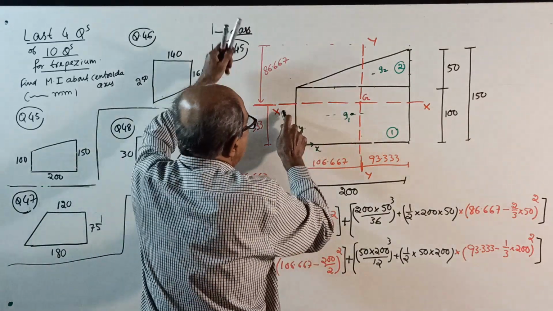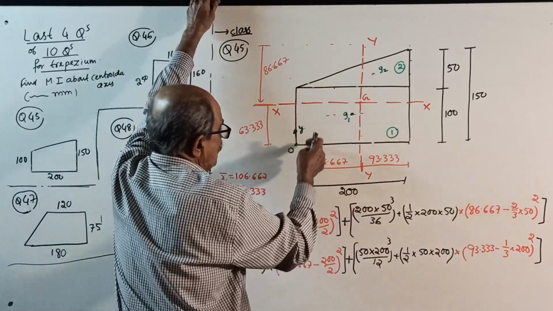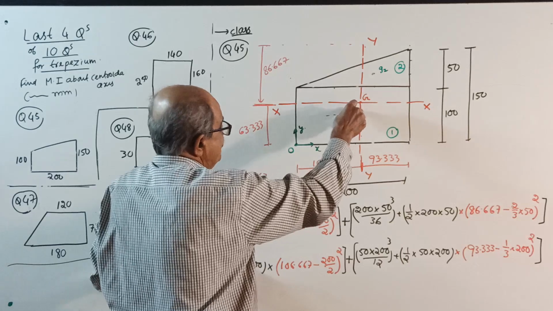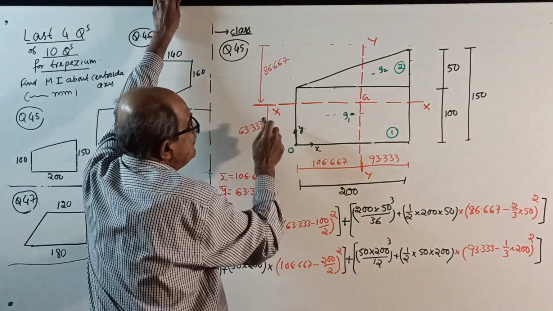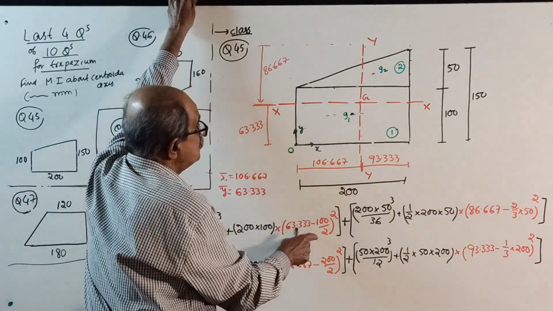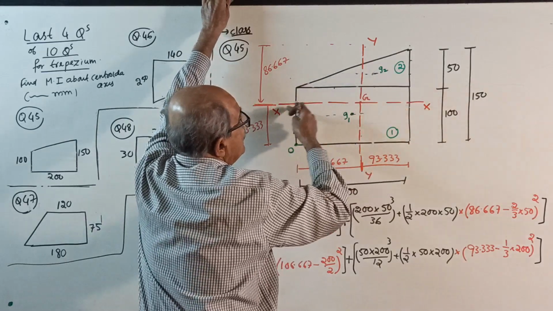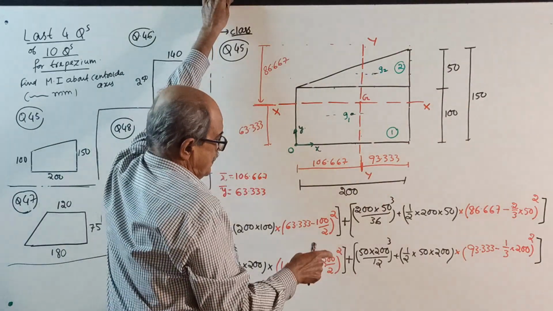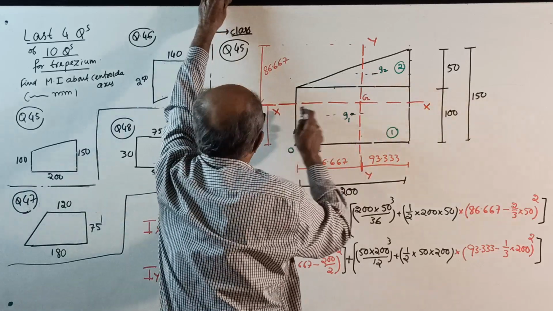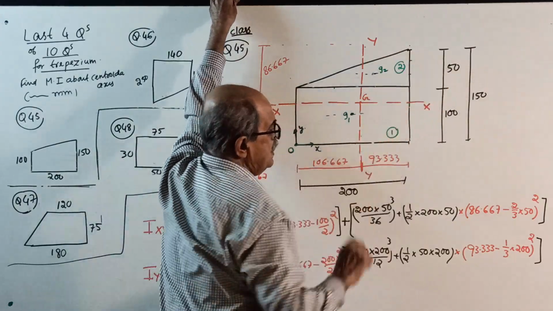I about XX axis. First, I about own axis. 200 into 100 cube by 12 plus area into this distance square. Today I wrote it. 63.333 minus half of 100 whole square. Half of 100 whole square. Here, I about its own centroidal axis. 200 into 50 cube by 36 plus area into this distance square is 86.667 minus 2/3 of 50 whole square.